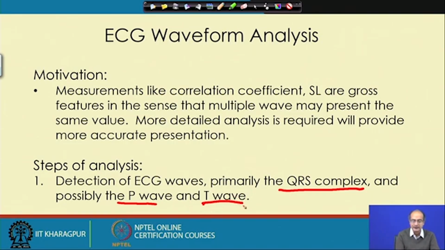Now, this P and the T wave we are suggesting possibly. The reason is sometimes they become more difficult to get because of noise as well as due to different abnormalities. We may not be able to find them clearly. They may get almost lost in the noise. So, the primary thing is that we should get the QRS complex, and with the help of that, if possible, we take the P and the T wave for our analysis.